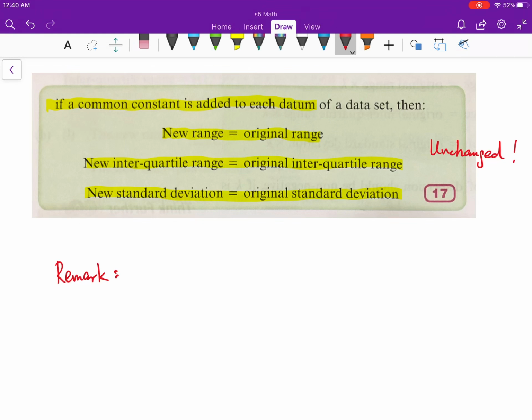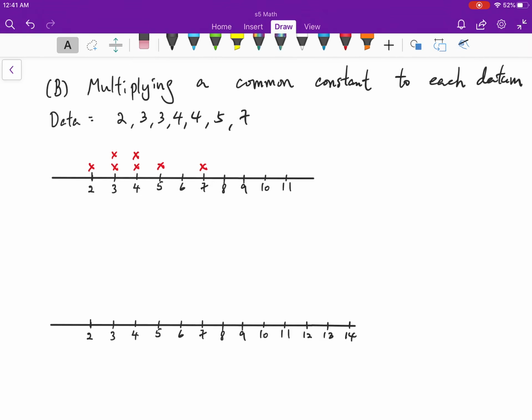So here is a remark for you. Actually, instead of a positive number, you can also add a negative number, and it also works. Sure, you can also add 0, but adding 0 just leaves the data unchanged.